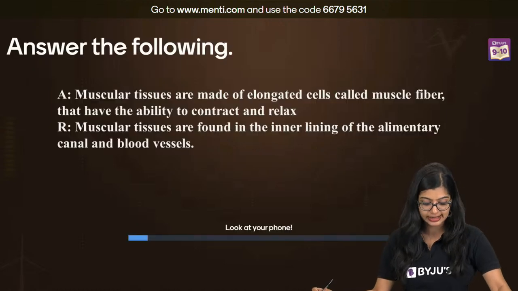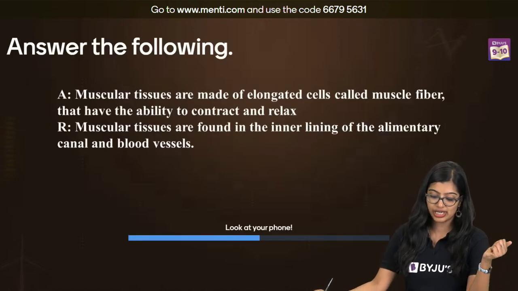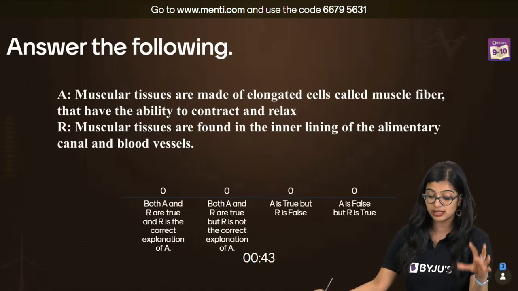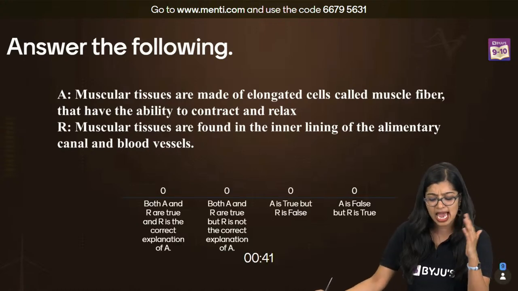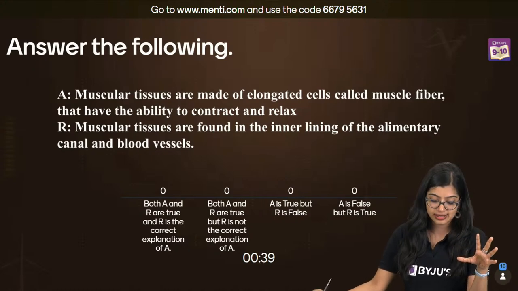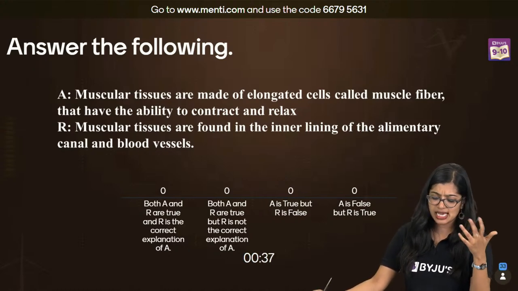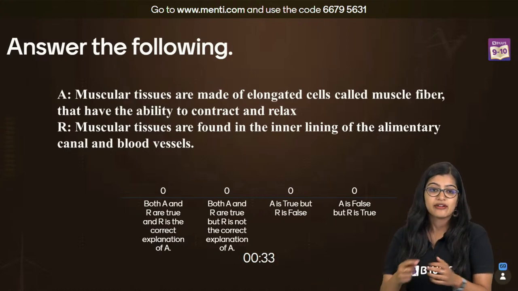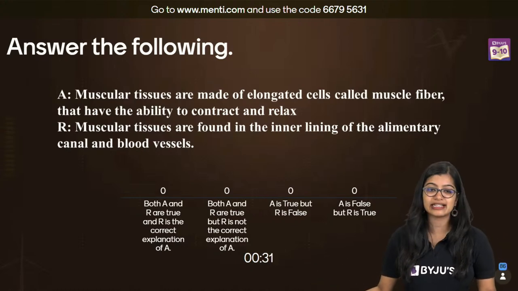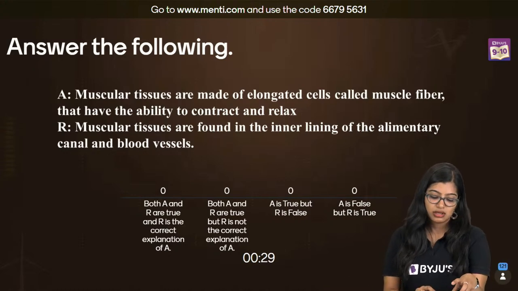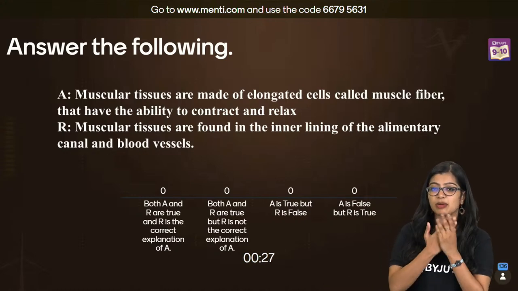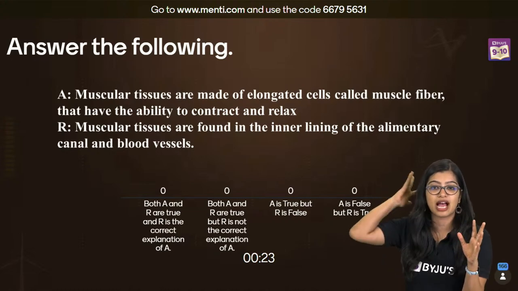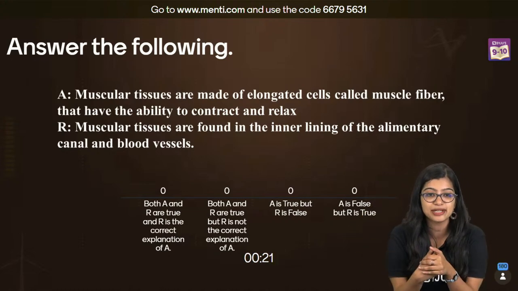Now moving on to question number 19. Again, you have an assertion reason. Assertion A says that muscular tissues are made up of elongated cells called muscle fibers that have the ability to contract and relax. Reason being that muscle cells are found in the inner lining of the alimentary canal and blood vessels. Very easy question. By now, I am sure assertion reason has become something you will be able to answer at the tip of your fingers, right?